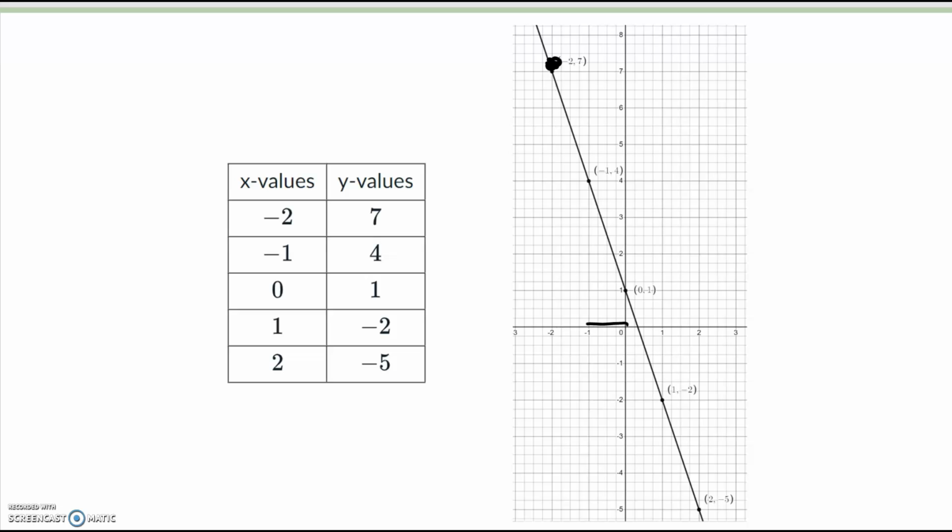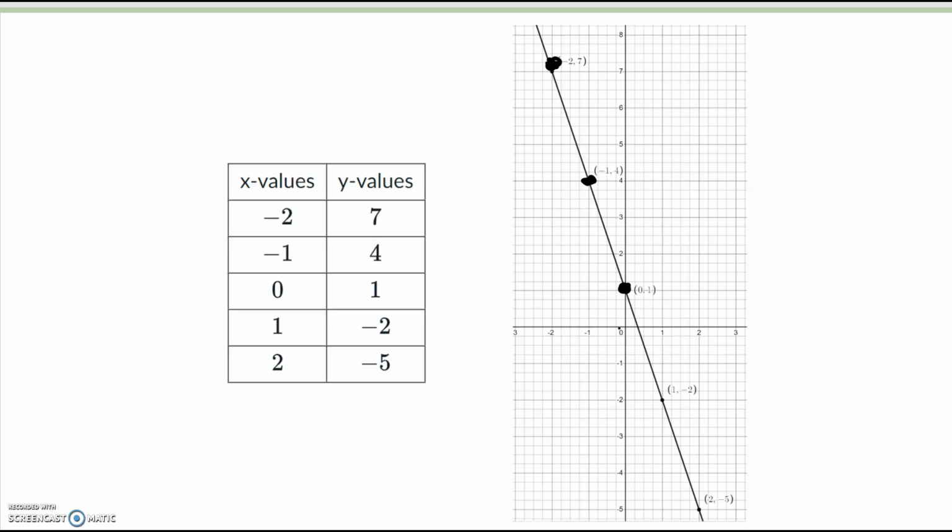Okay, go over -1 for x and then go up 4 for y. There's your second point. Okay. Now, x is 0. That means that we're going to be on the y-axis. So just stay on that y-axis and go up 1. And there's your third point right there.